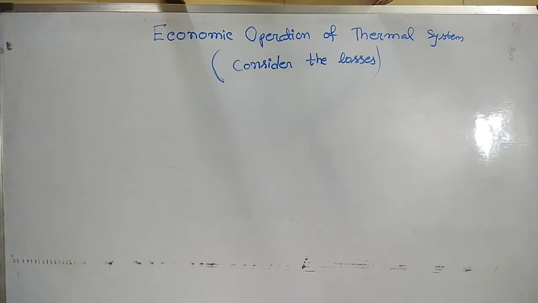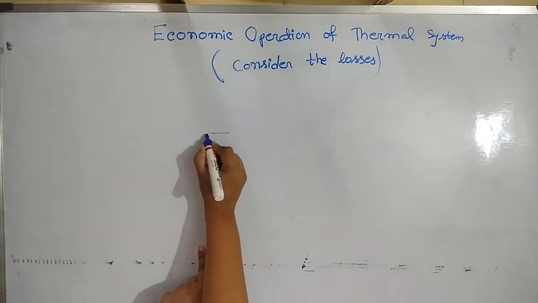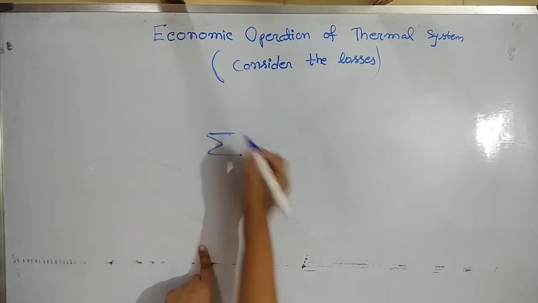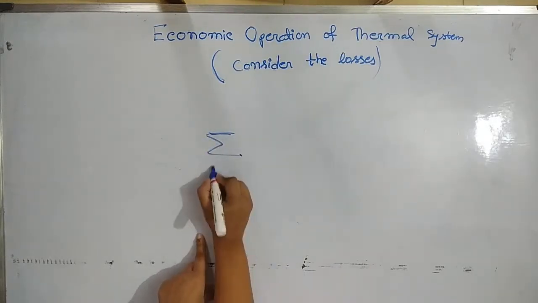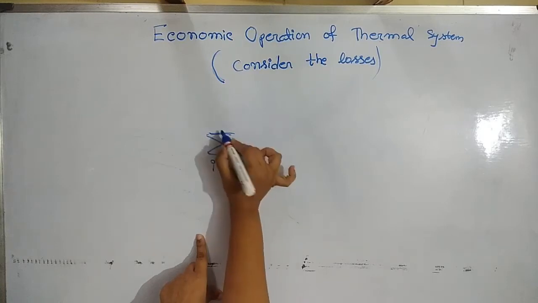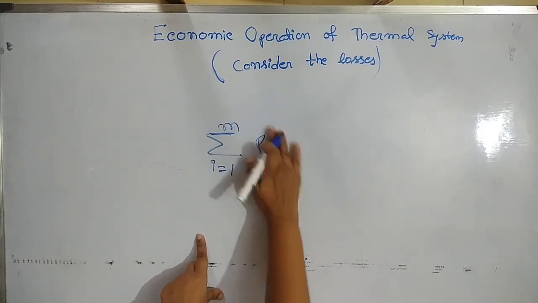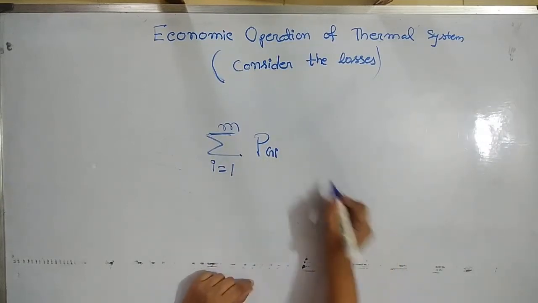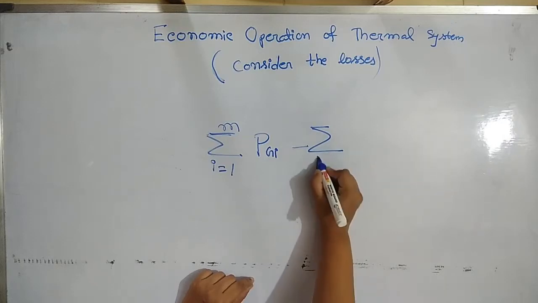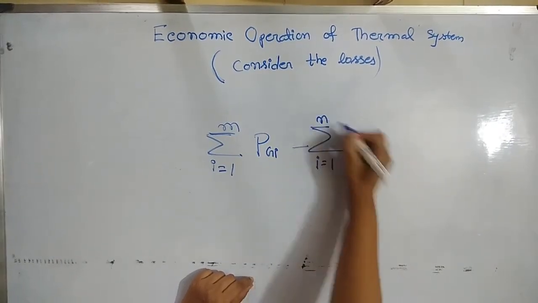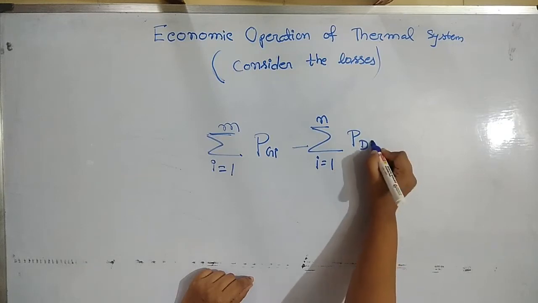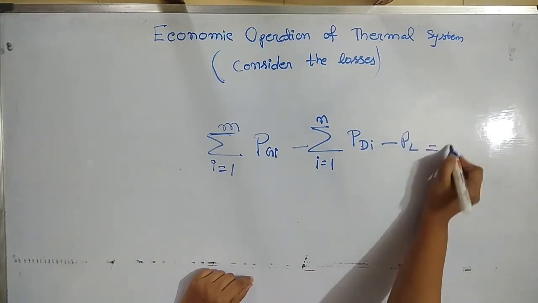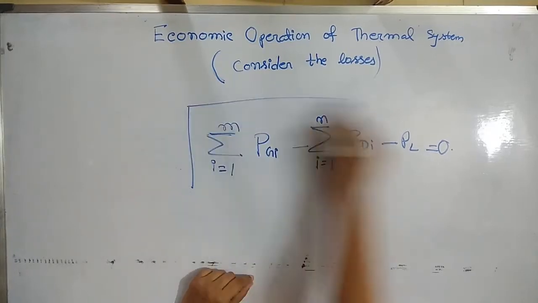So what are our new constraints if losses are there? Our new constraint is summation i equals 1 to m of PGi minus summation i equals 1 to n of PDi minus PL equals 0. So this is our new constraint.